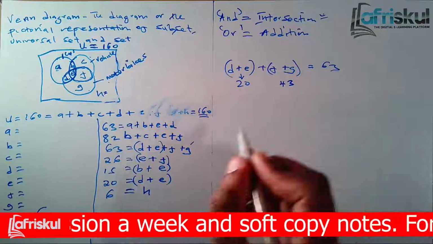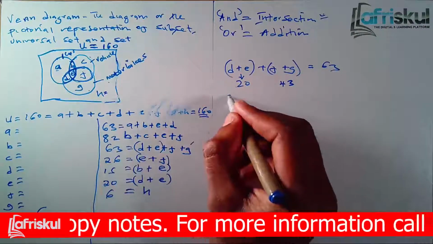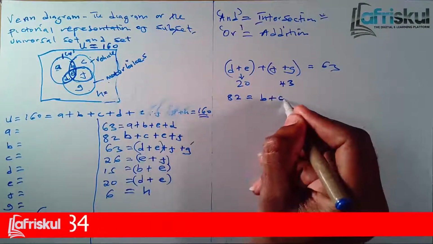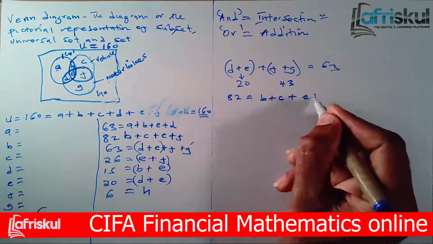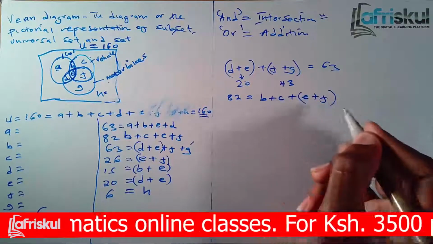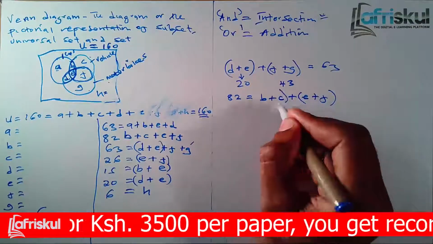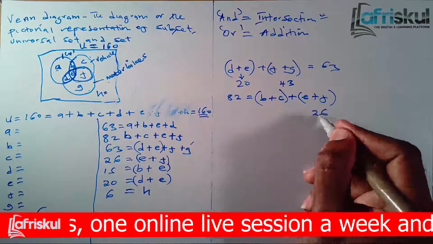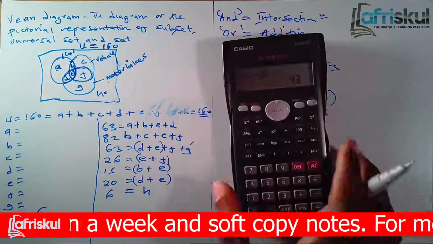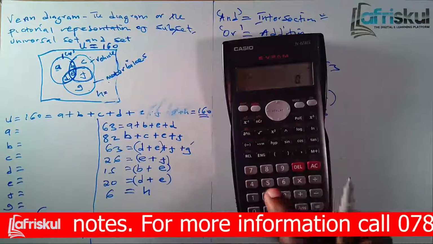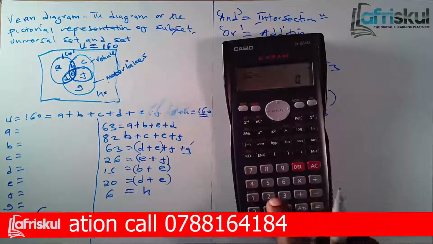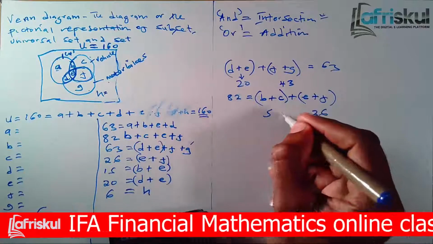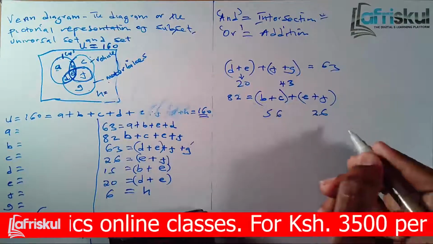Okay, then we go to 82. The examiner has given us 82 as B plus C plus E plus F, and we have EF, therefore we can find BC. EF is 26, therefore 82 minus 26, we get 56, therefore BC is 56.